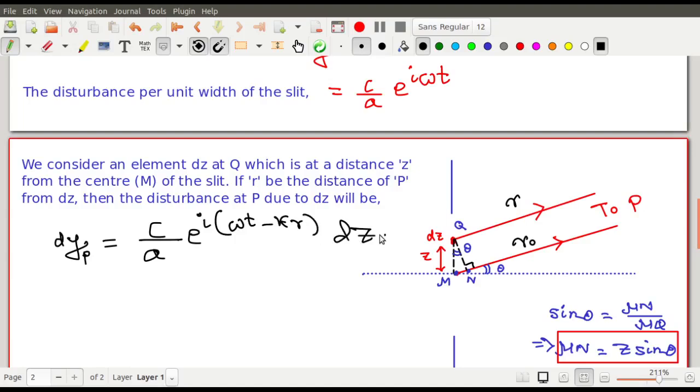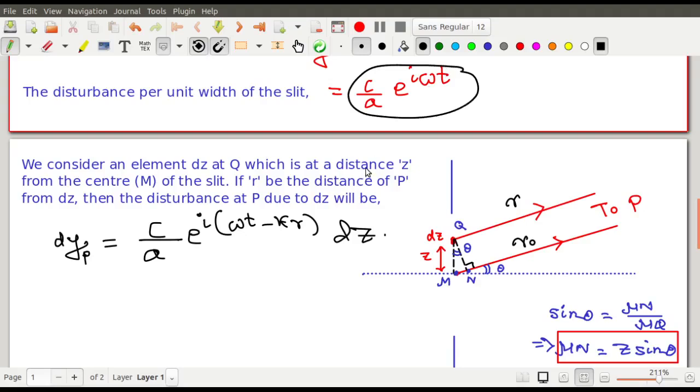Now understand why. This is the effect per unit width, this is the effect per unit length. So what is the effect for dz length? Per unit length if this is the effect, then what will it be for dz length? This multiplied by dz, and from the wave theory you know that you have to take care of the path difference or the phase difference.